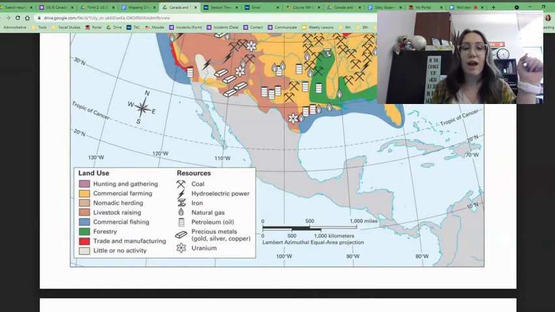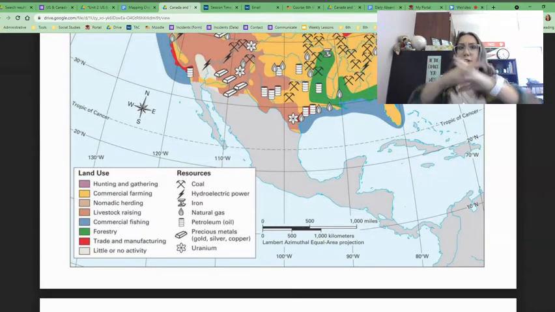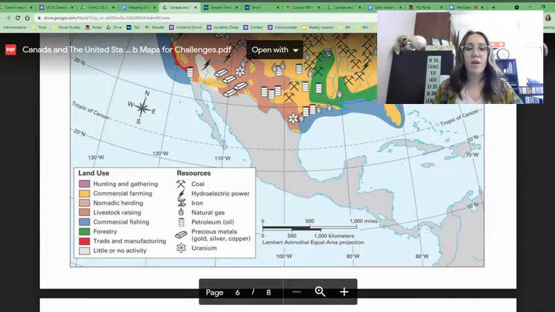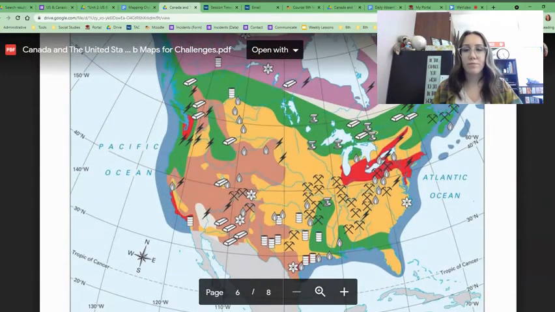So all the colors represent how the land is being used. Are the people using the land to hunt and gather, to farm, to herd animals, to raise livestock like cows, to fish commercially, which means to fish for big business, for forestry, for taking in wood, for trade and manufacturing. Check this out. Let's use the trade and manufacturing as an example.